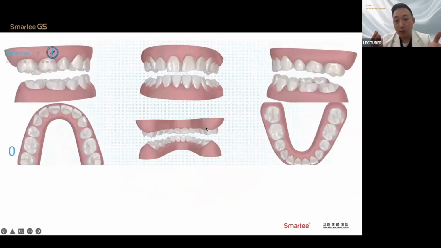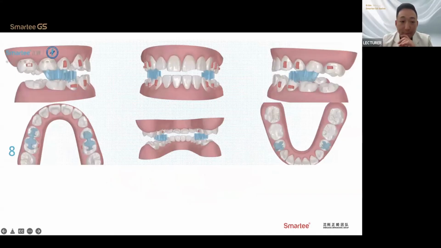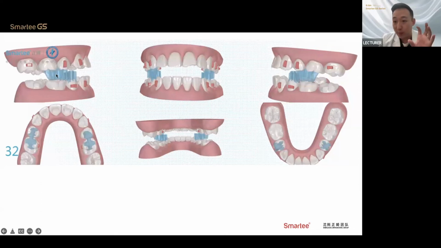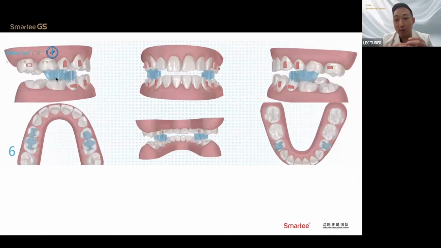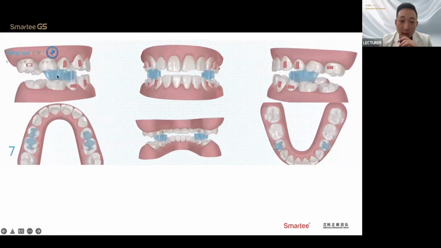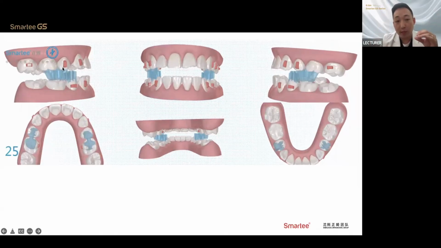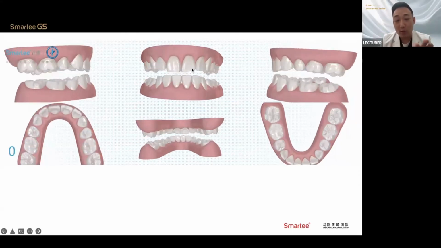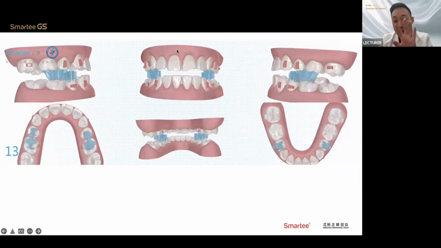Let's go back to the animation in phase 1 with S8 SGTB. At this time, on the premolars and the molars there are two big blocks here, and we ask the patient to wear S8 SGTB when they eat anything. That means 24/7 they must wear the S8 SGTB. So the block here has a very big occlusal force, and this occlusal force will be the anchorage for us to intrude the incisors. So we do not need the mini screw to intrude the incisors here.